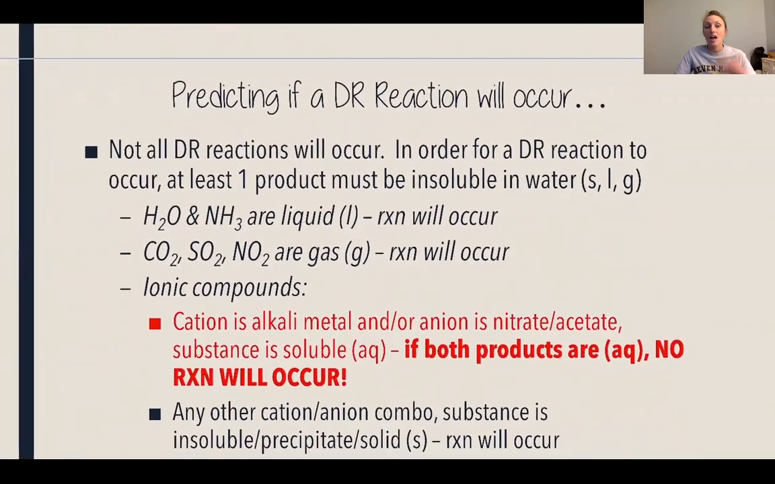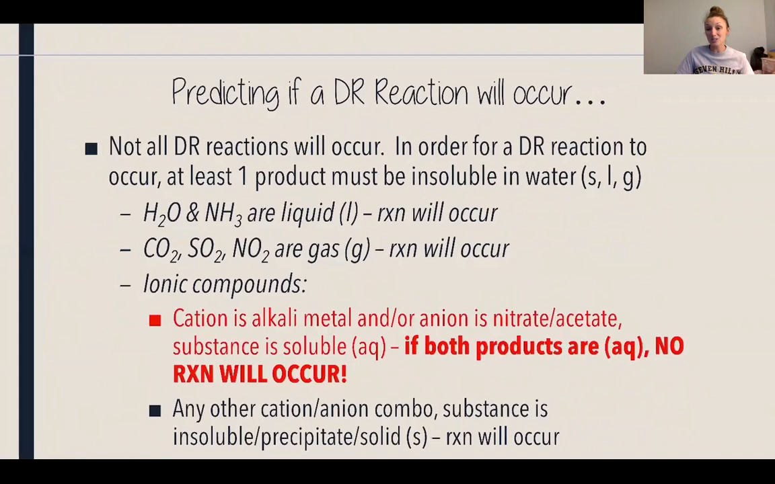All right, but how do you predict if the double replacement reaction is actually going to occur or not? Just like with single replacement reactions, not all double replacement reactions will occur. Remember with the single replacements, how we figured out whether they were going to happen or not was by using that activity series. How we're going to figure out whether the double replacement reactions are going to happen or not is by looking at what the products are. So here's your rule. In order for a double replacement reaction to occur, at least one of the products must be insoluble. That means, I'm going to highlight that because it's important.